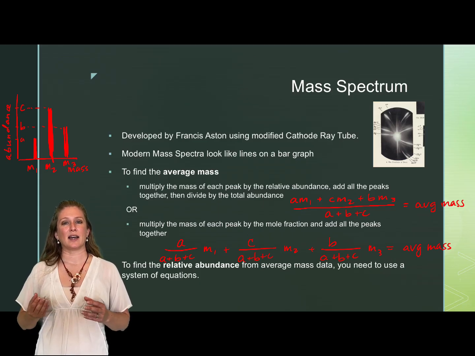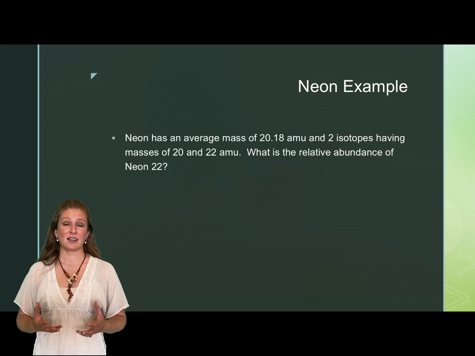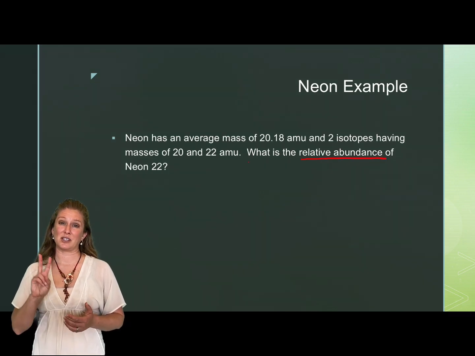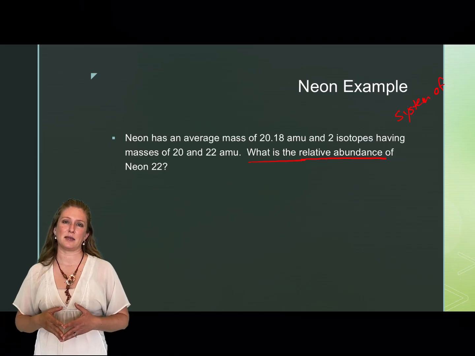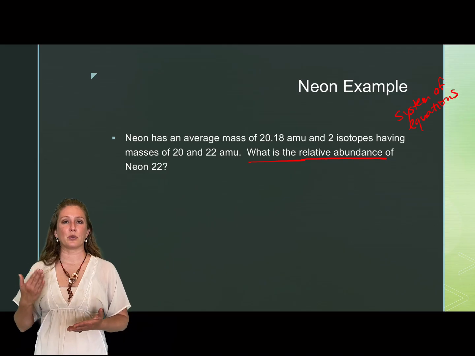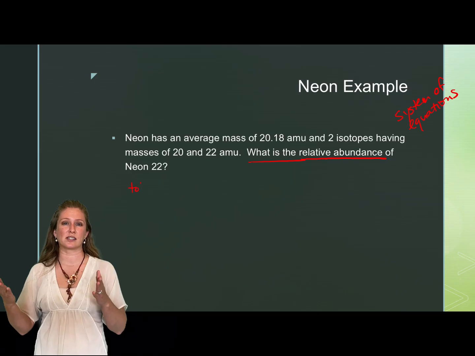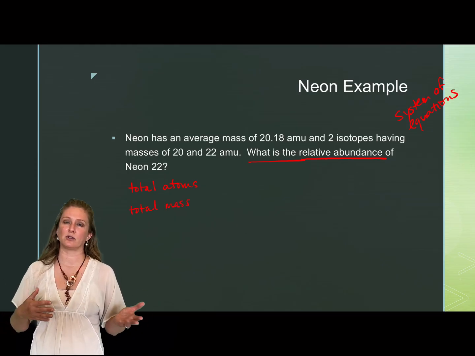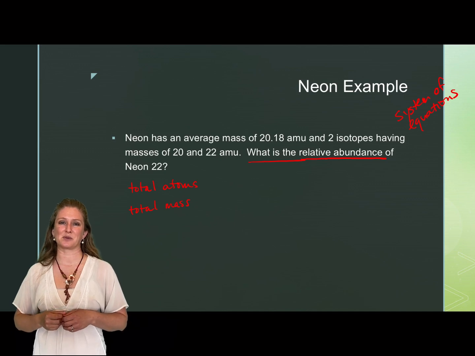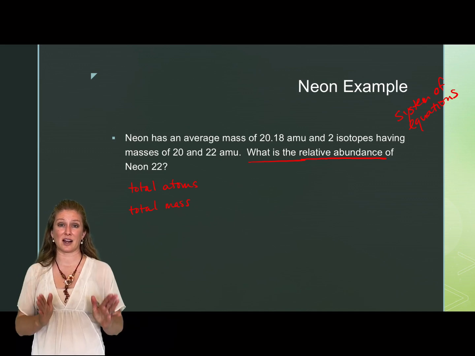So we do this by a system of equations, and this really only works if we have only two isotopes of an element, but you will possibly see this on the AP test. So we should go over it. The way that this is done is by writing two equations. One equation is about the total number of atoms or molecules, and the second equation is about the total mass of those atoms or molecules.